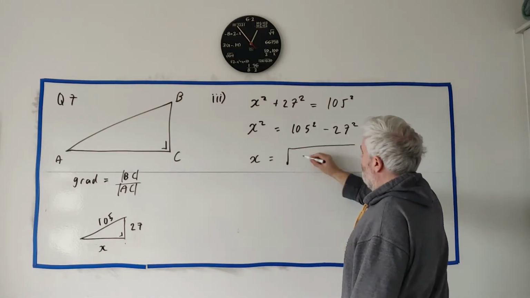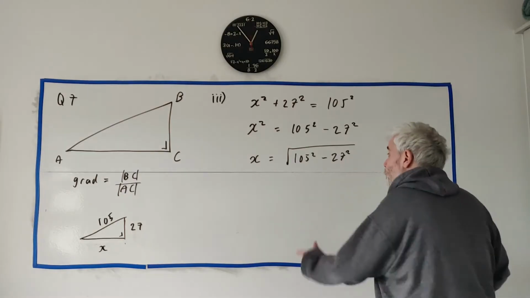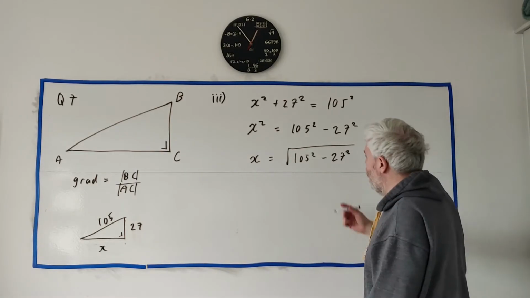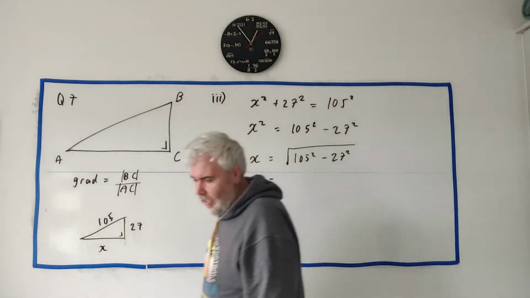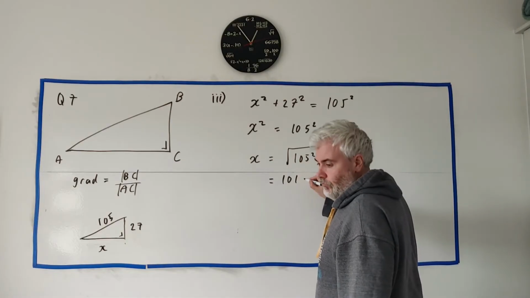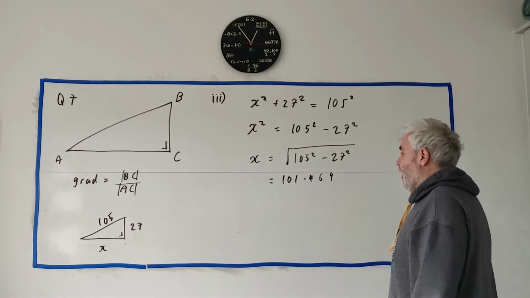Square root of 105 squared minus 27 squared. Put this in a calculator, take your time, do it slowly, do it in different parts if you need to, but put that into a calculator and we will get 101.4 something, 469 I think I say there.